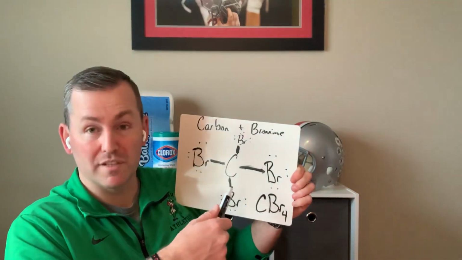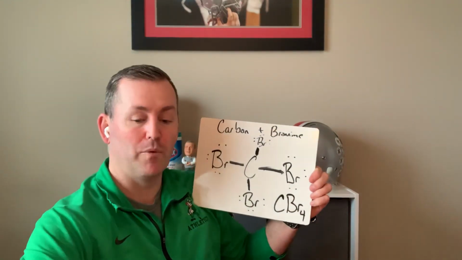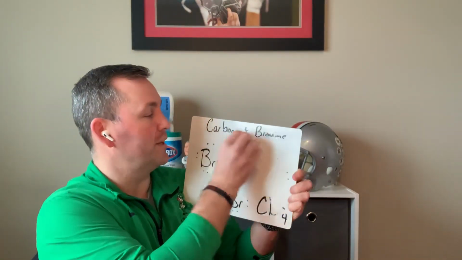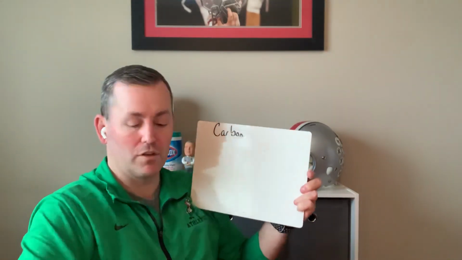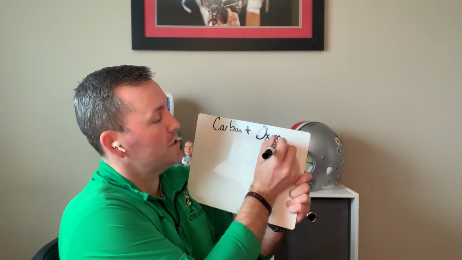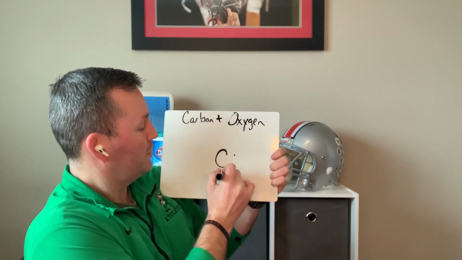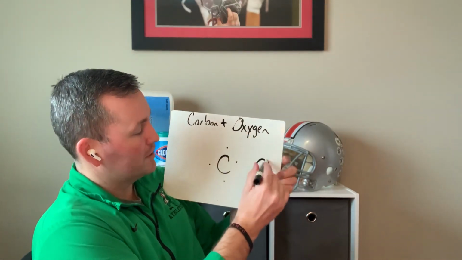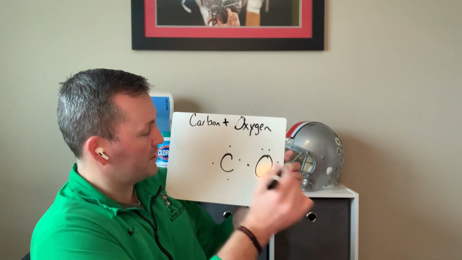This just happens to be a single bond, and I know it's a single bond because I only have 1 line. If I were looking at carbon and oxygen, we all know what that is. Okay, carbon and oxygen is CO2, so we all know what that's going to look like. Carbon plus oxygen. All right, so I have my carbon in the middle. Again, 1, 2, 3, 4. I'm going to put an oxygen over here. 1, 2, 3, 4, 5, 6.